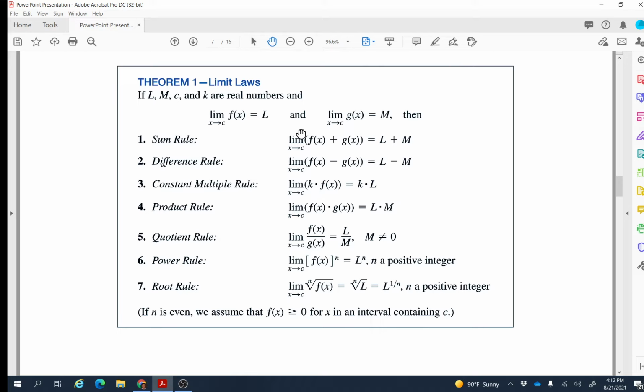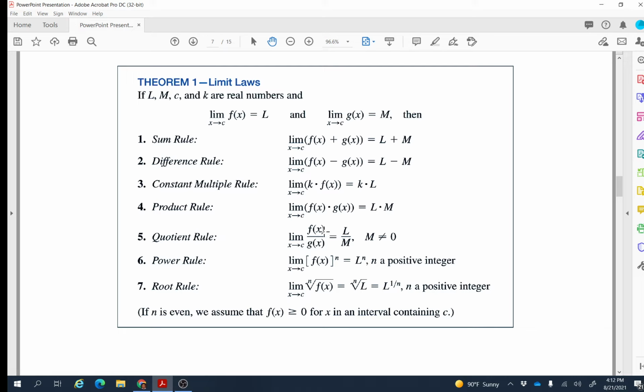Sum rule: the limit of a sum of functions is the sum of the limits. Difference rule: the limit of a difference of functions is the difference of the limits. Constant multiple rule: if there is a constant times a function, you can bring the constant outside and find the limit, which is L. Product rule: the limit of a product of functions is the product of the limits.